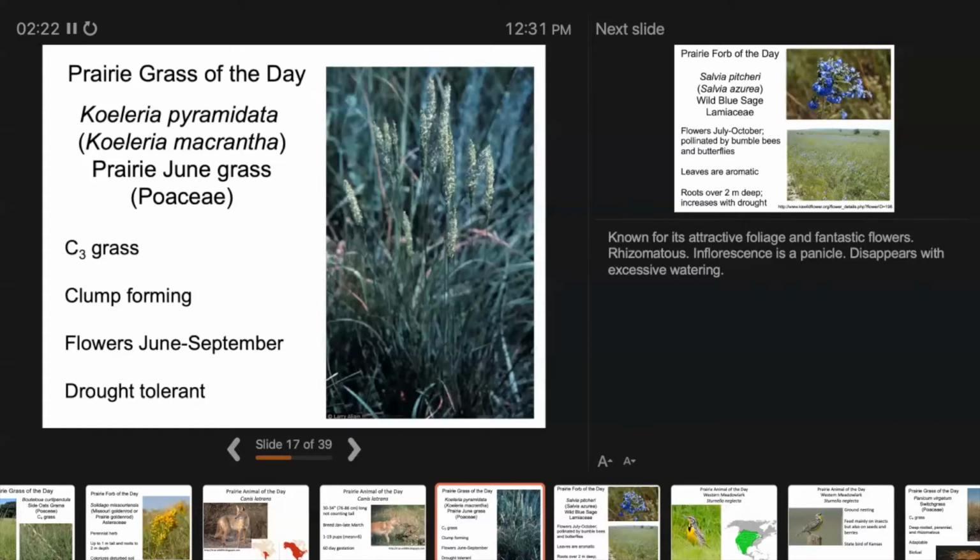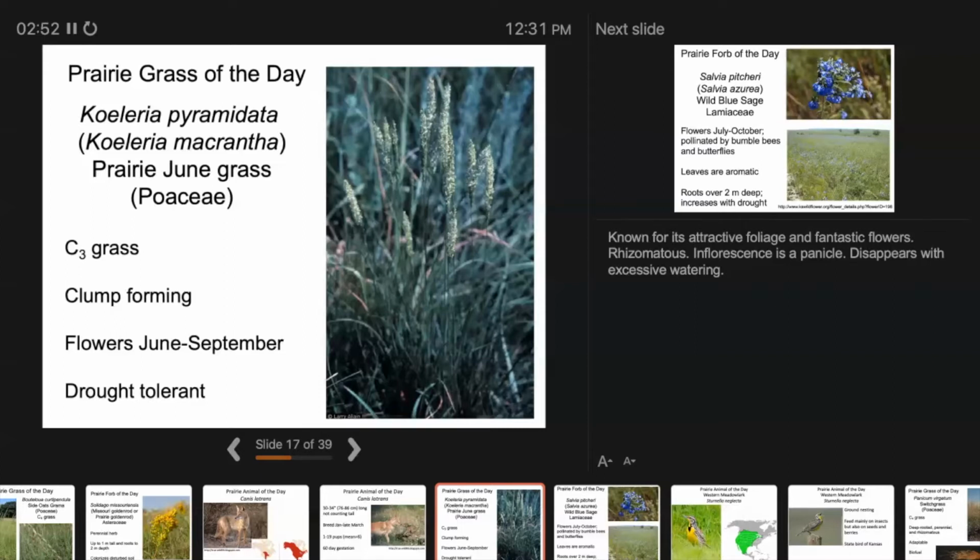Koeleria grasses are known for their flowers. So you might not always think about grasses having flowers, but of course they are flowering plants, but they're pollinated by wind. So they don't need to have showy flowers to attract animals to disperse their pollen. But in prairie June grass, these inflorescences, these spikes that have the flowers, can be quite showy, a bright, pale yellowish color that is pretty attractive.